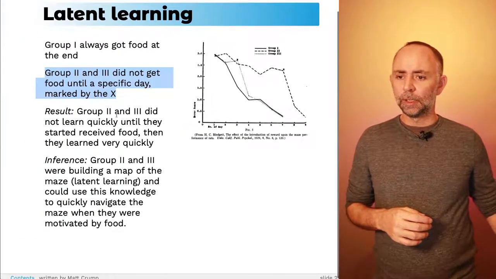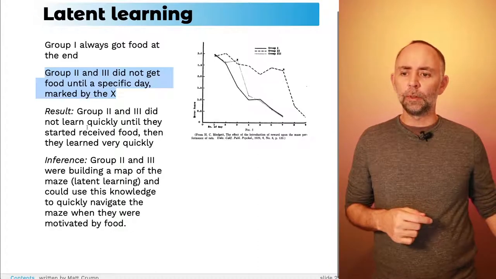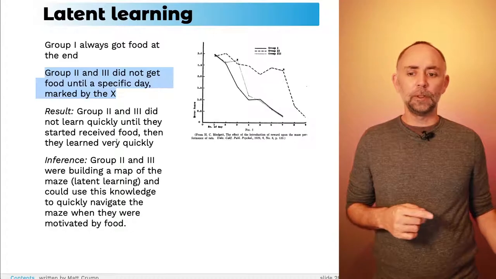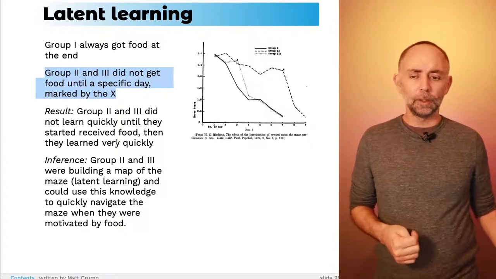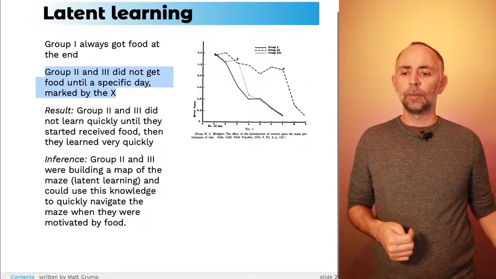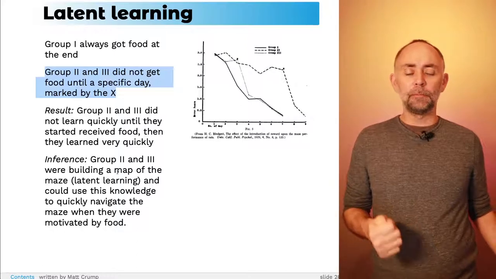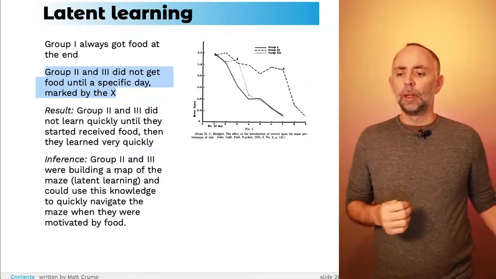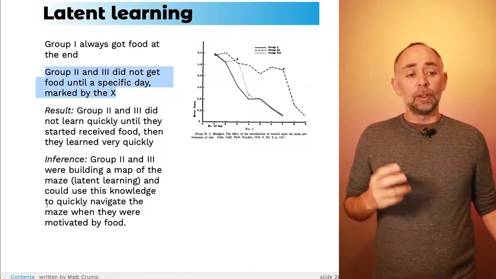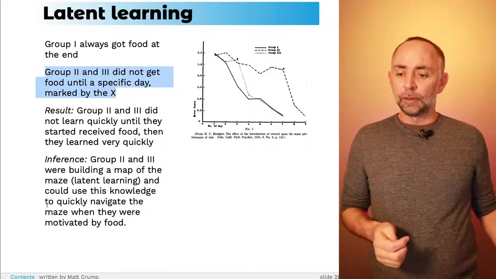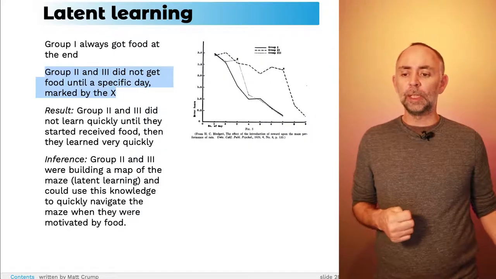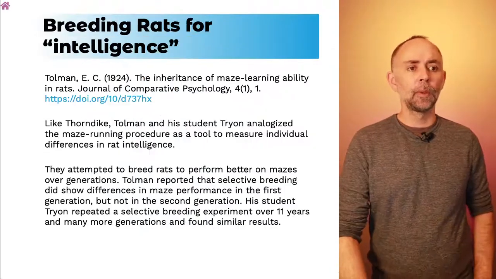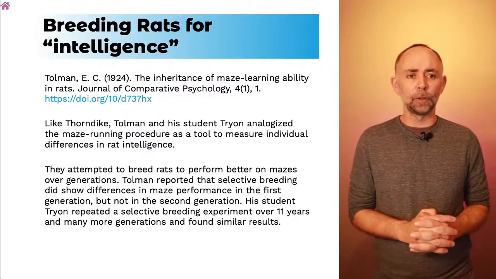So the result is that group two and three did not learn quickly until they started receiving food, and then they learned very quickly. The inference is that group two and three were building a map of the maze, and this is called latent learning. And that it could use the knowledge of this mental map to quickly navigate the maze when they were motivated to get there by food. One more slide for Tolman.